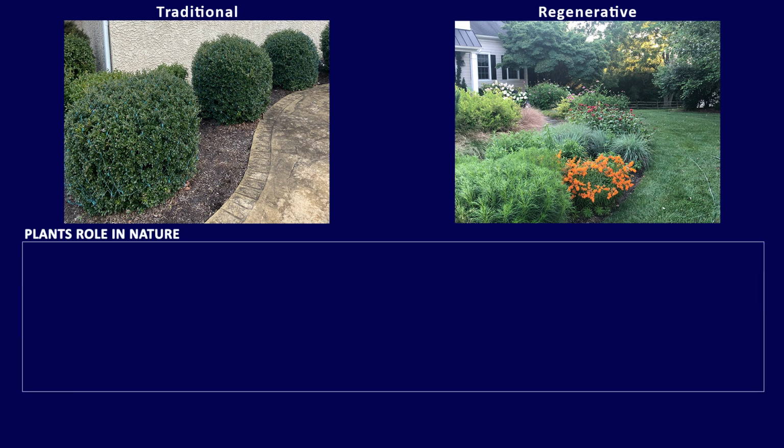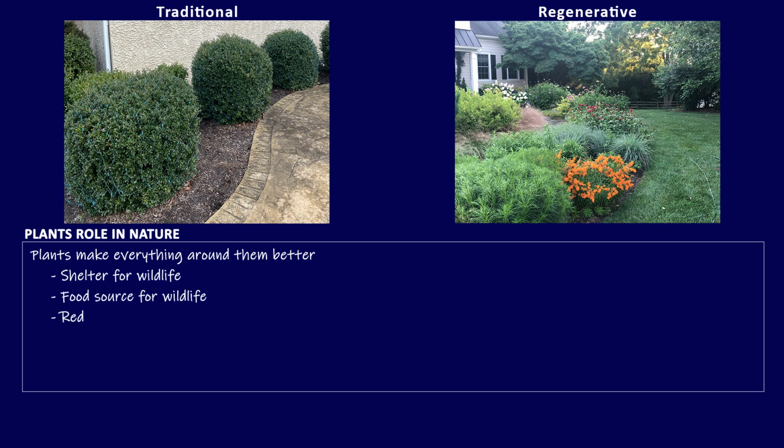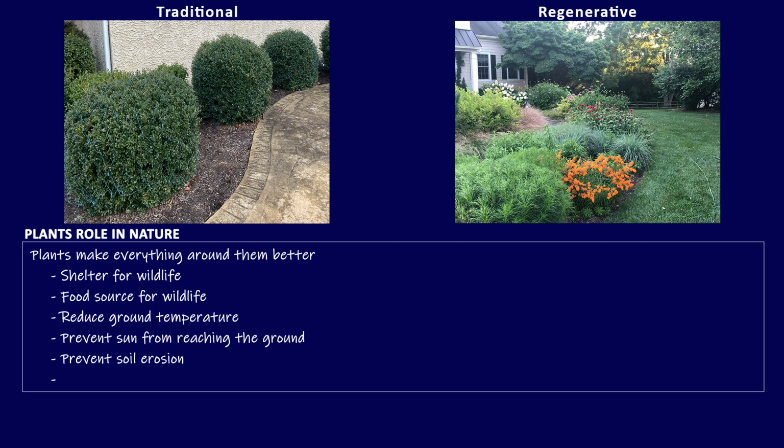I'll use the same approach I took with weeds by highlighting the role plants play in nature. I'm using different points, but everything here also applies to the weeds section. All plants literally make everything around them better. They provide shelter and food for wildlife, reduce the ground temperature, which is important for the organisms living in the soil, prevent the sun from reaching the ground and causing weed seeds to germinate, prevent soil erosion, and plants are the starting point in the food chain. It's amazing that so much time, energy, and resources are spent destroying these wonderful beings.